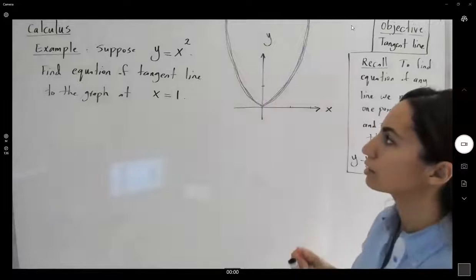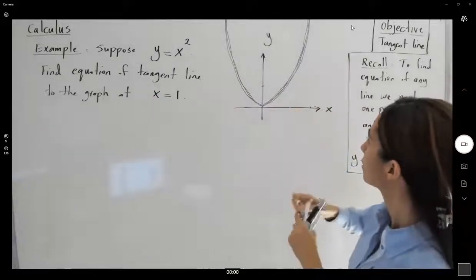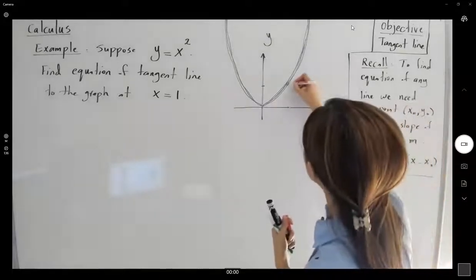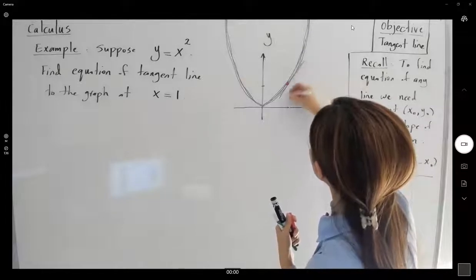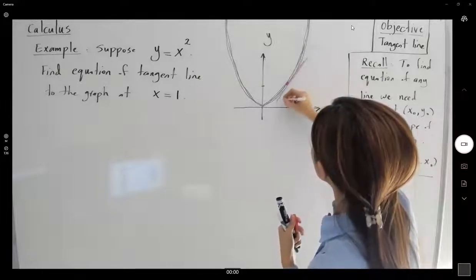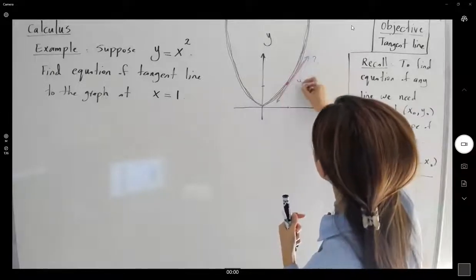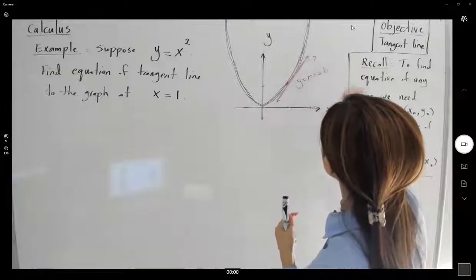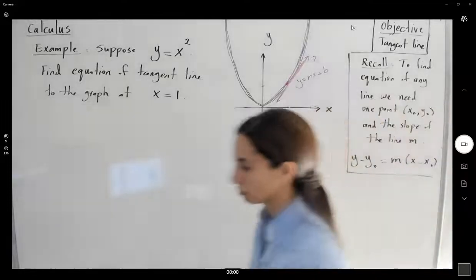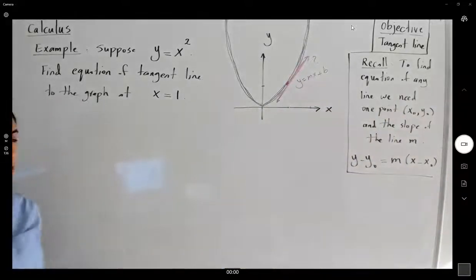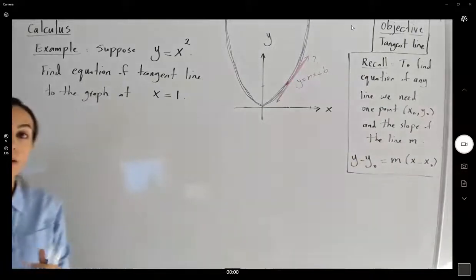So our goal is to find equation of a line which is tangent to this graph at 1. So 1 is here, 1 and 1. We're interested in finding equation of this line. What is the equation of this line? What is y equals mx plus b? How do we figure this out? How do you suggest the approach finding the equation of this tangent line?